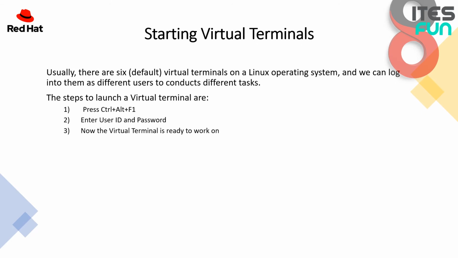Now, how to start working with virtual terminals? Usually, there are 6 virtual terminals on a Linux operating system. This is a default value, and we can log into them as different users to conduct different tasks. The steps to launch a virtual terminal are: using the keyboard, press Control plus Alt plus F1. From F1 to F6, you can use these to launch the terminals.